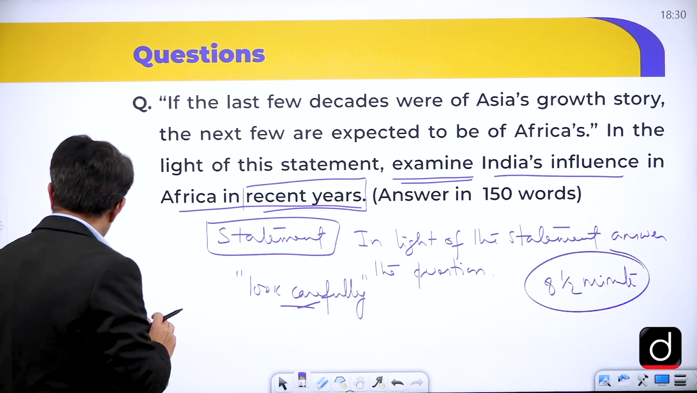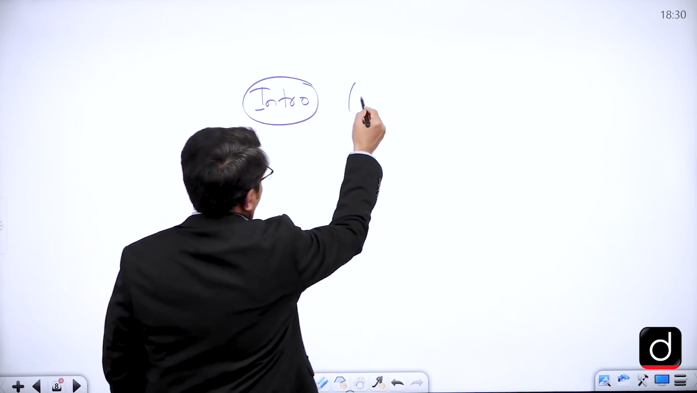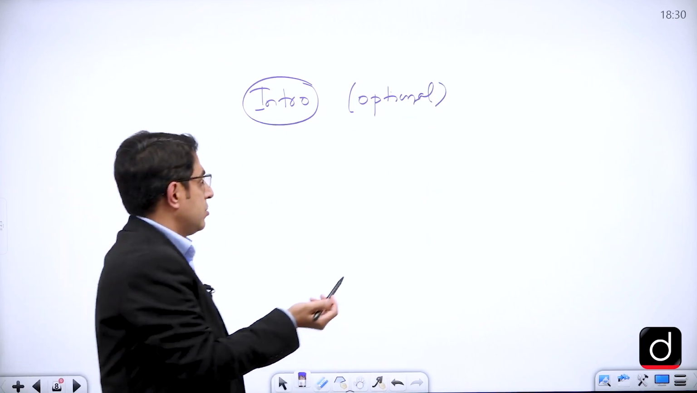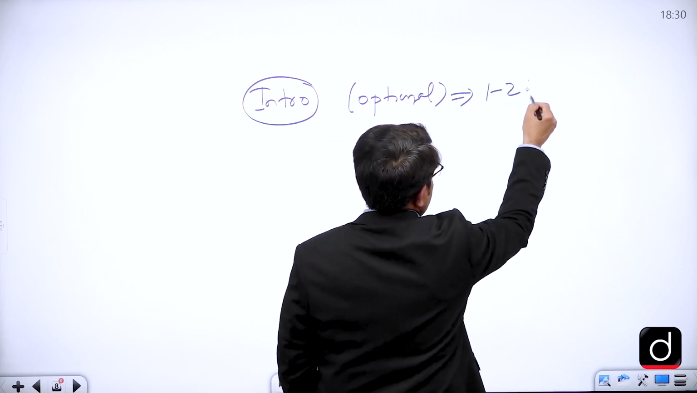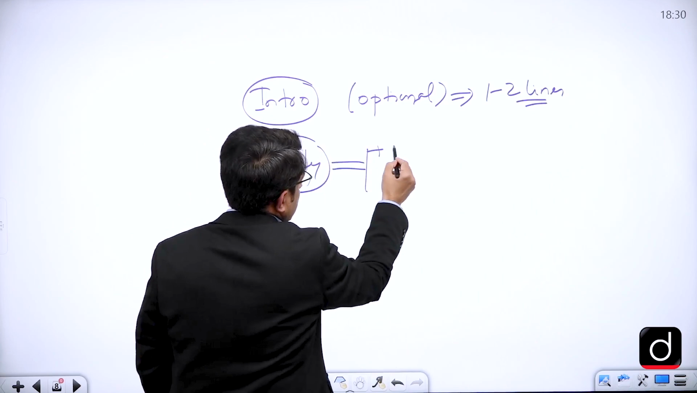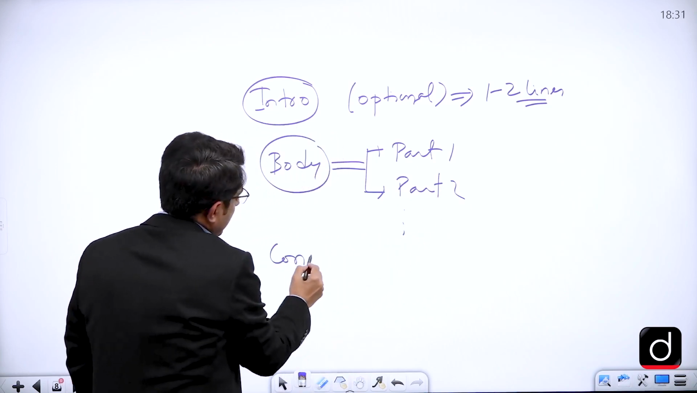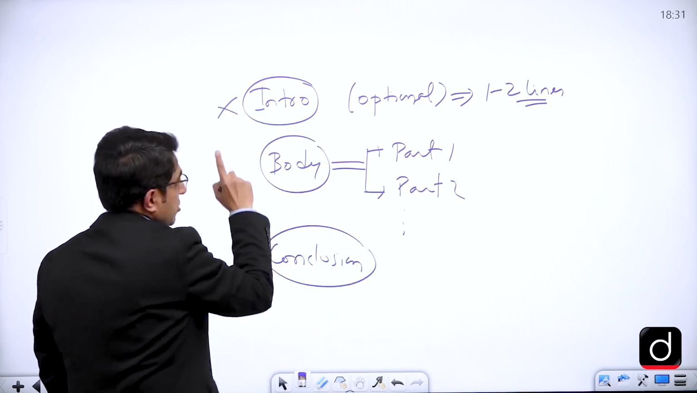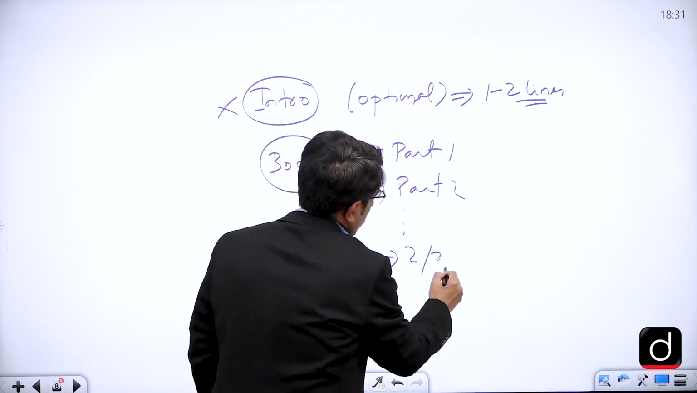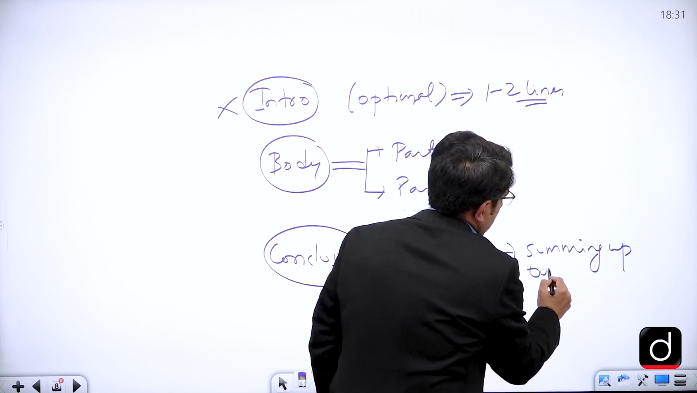The format of the answer has to be like this: there has to be an intro if required. This is very optional in GS. If you have time and want to write an intro, then only write it; otherwise come straight to the point. It has to be covered in a maximum of 1 to 2 lines. Then we come to the body, where we answer the question. If there are multiple parts, you write the answer of part 1, part 2 and so on. Finally, and this is important, while we can let go of the intro, the conclusion is a must. We must conclude every answer. It has to be done in 2 to 3 lines, where the conclusion sums up our argument or our answer.